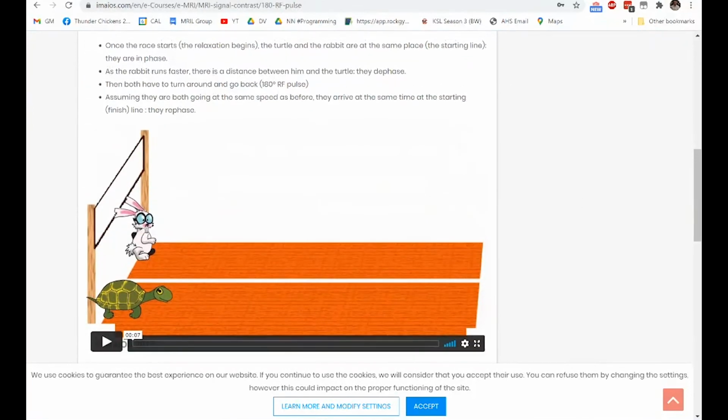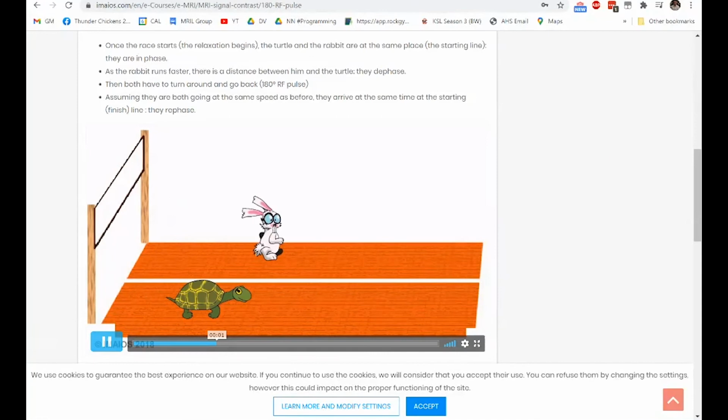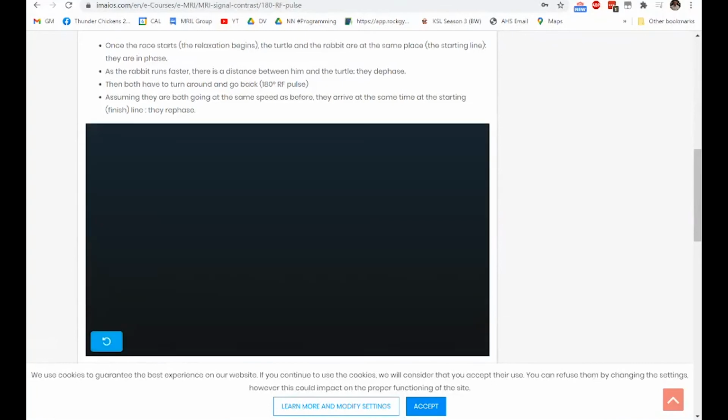All right, so on to our tortoise and the hare example. This is what MIOS uses, and I think it makes a fair amount of sense. If the rabbit in this example is the spins that are precessing faster, it's essentially going to get further along in this race than the tortoise does until the 180-degree pulse is introduced, which reverses where the finish line is, essentially.